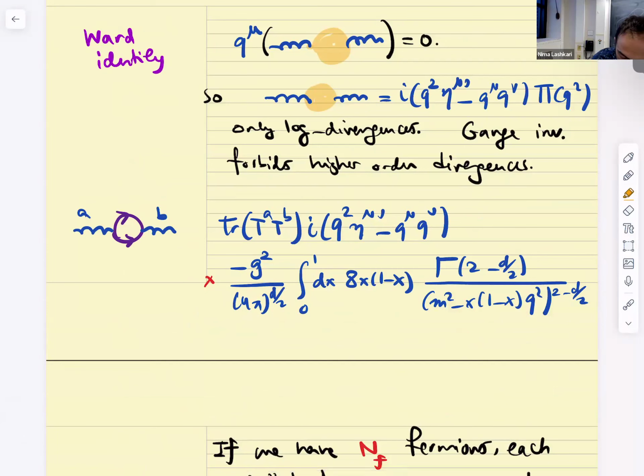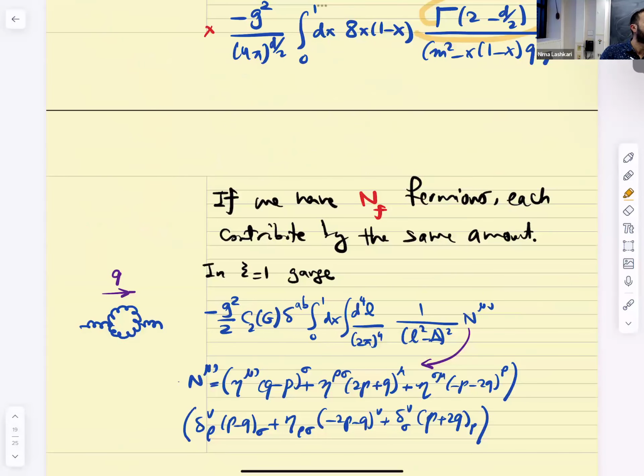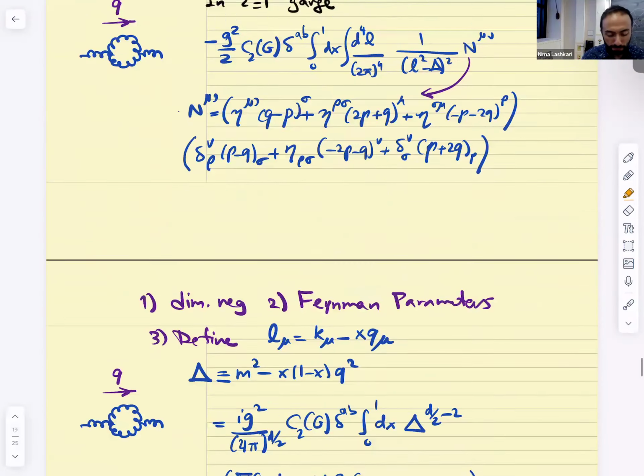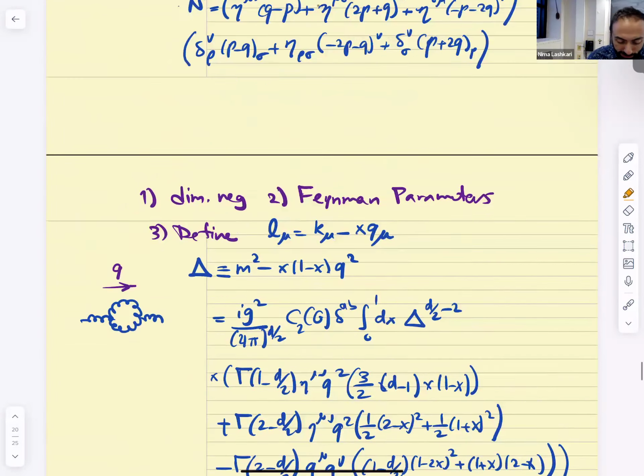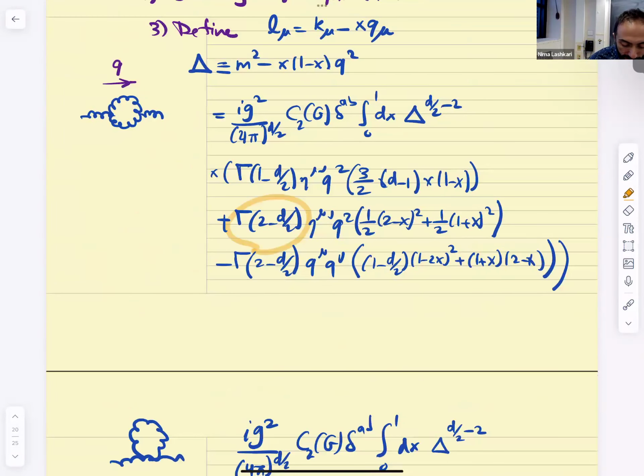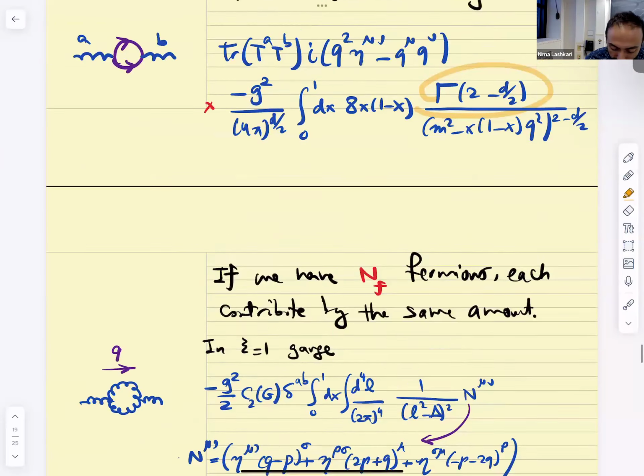The coefficient of this term. What is special about this term? It has a pole at d equals 4. That leads to the log divergence. Now here I have terms that are like that. So here the coefficient of it is what?